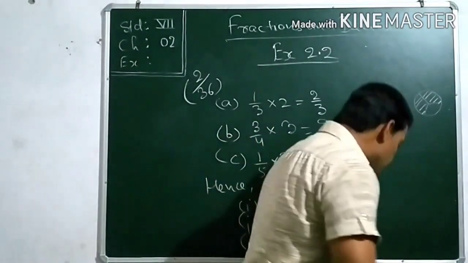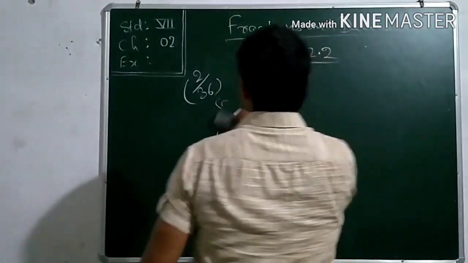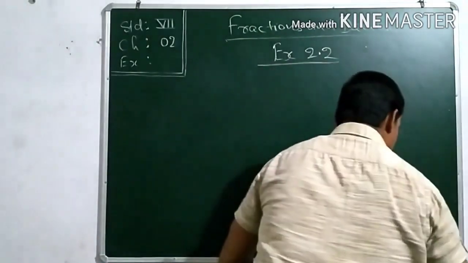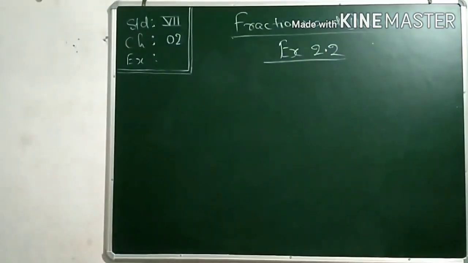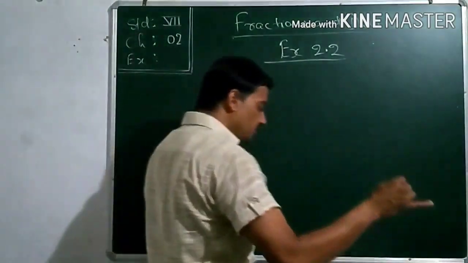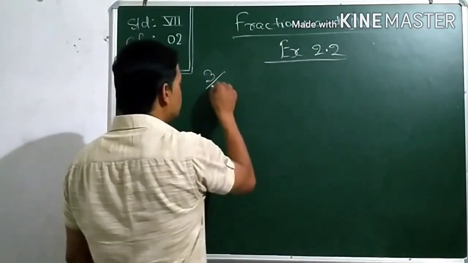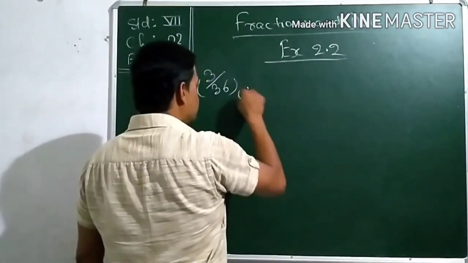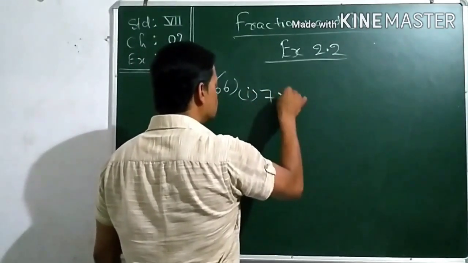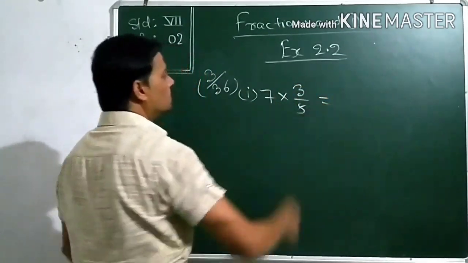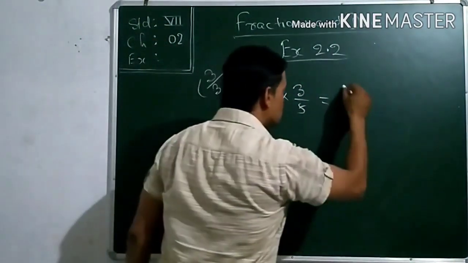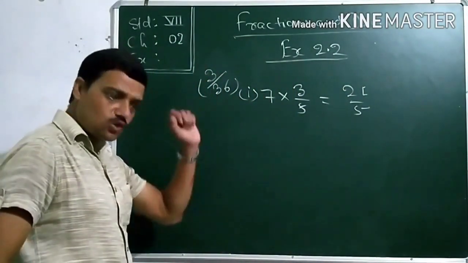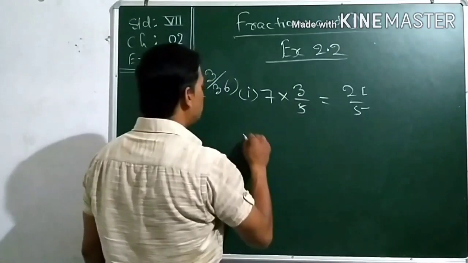Now, come to the third sum now. Now, come to the 3 number sum. In the 3 number sum, first one is 7 into 3 by 5. 7 3s are 21 by 5. Similarly, you can solve the remaining. Come to the one more sum I am showing you.